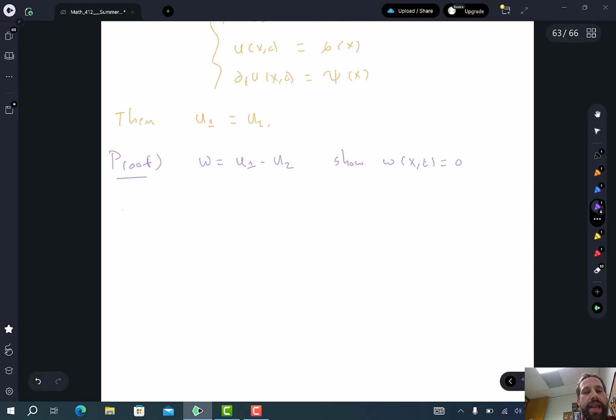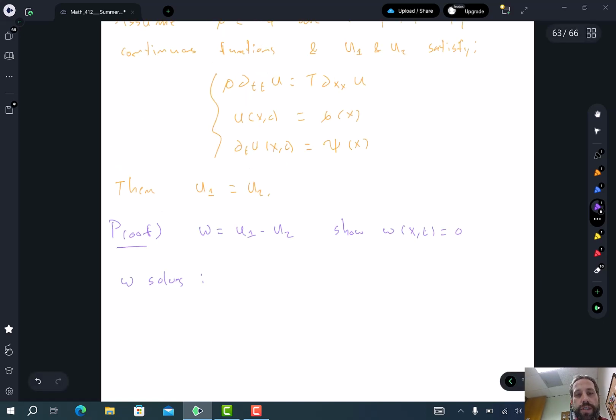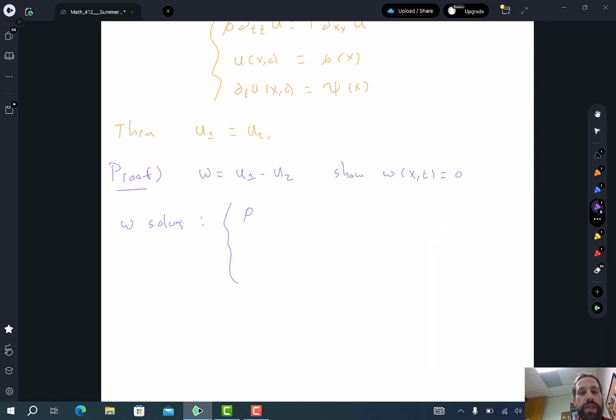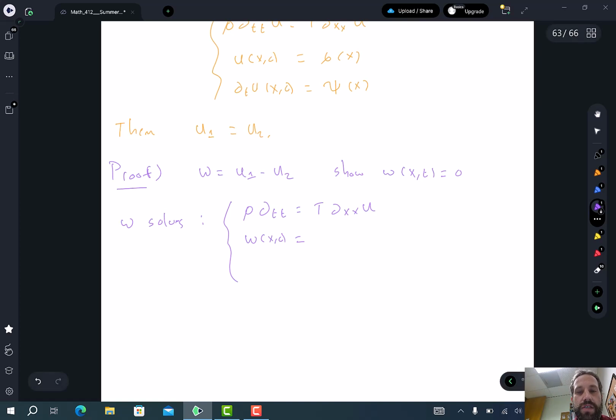Well, notice that if U1 and U2 both solve this orange equation, then W is going to solve the following equation. It's still going to satisfy the PDE. This is a linear PDE, so W is going to satisfy this. But what is W of x,0 going to equal? Well, this is just U1 minus U2, but U1 is equal to phi of x and U2 is phi of x, so this is 0.